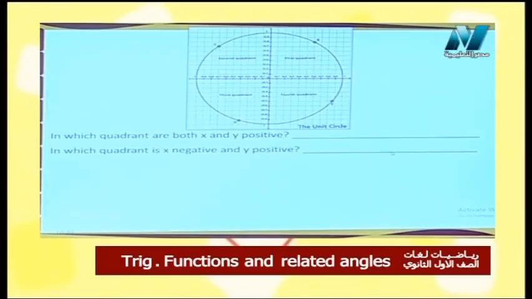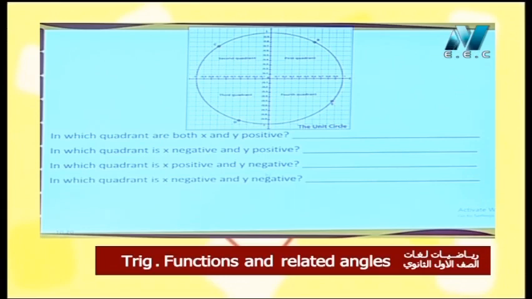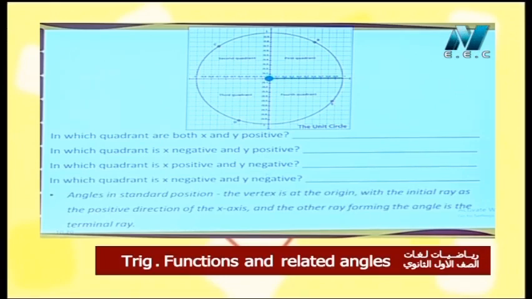Look carefully. In which quadrant are both X and Y positive? Look carefully here. We have here OX, which is positive, and we have here OY, which is positive, but OX dash here is negative, and OY dash here is negative also. In which quadrant is X positive? We said that. Okay, look carefully at this.